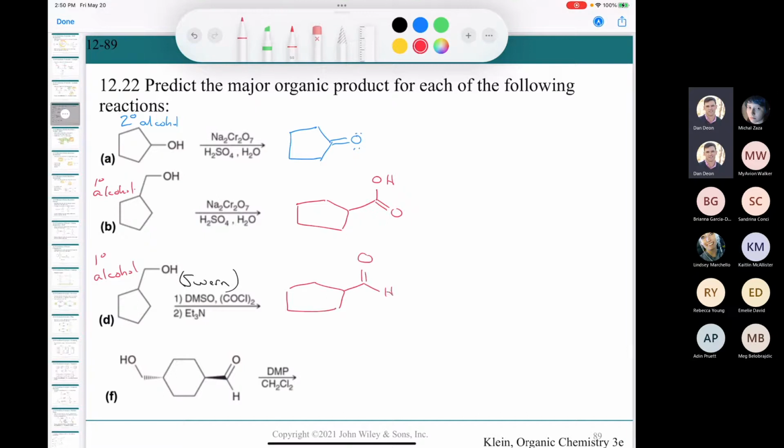And then in the last one, we have a primary alcohol here, an aldehyde here. Well, Dess-Martin periodinane, DMP, and dichloromethane will oxidize the alcohol, but not an aldehyde. And thus, we are going to only oxidize the left-hand side here. And we're going to end up with this trans dialdehyde. So, and there we go.